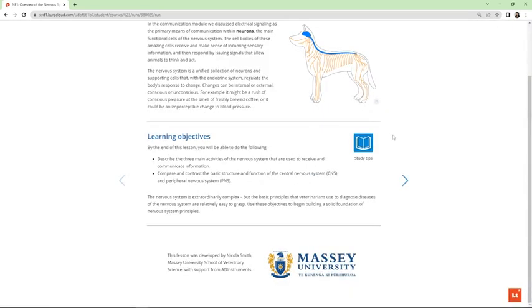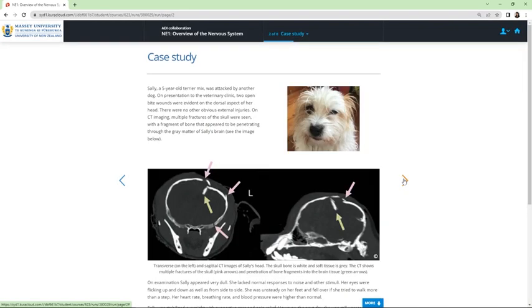The first lesson of each module begins by introducing the animal case study for the module. As students learn physiological concepts throughout each lesson, they are asked to apply that newly developed knowledge back to the case study. Placing physiological concepts within a clinical context helps students see the relevance of what they are learning.